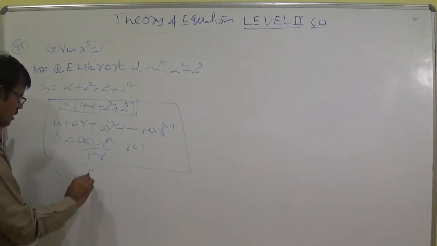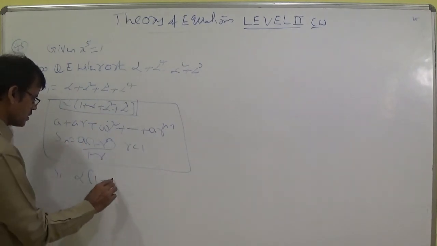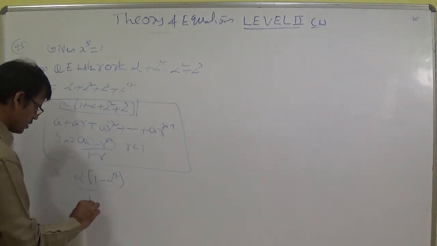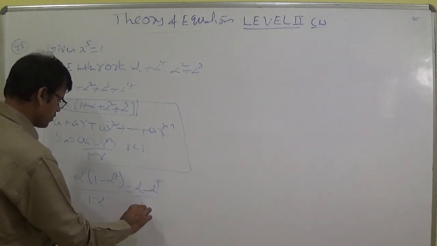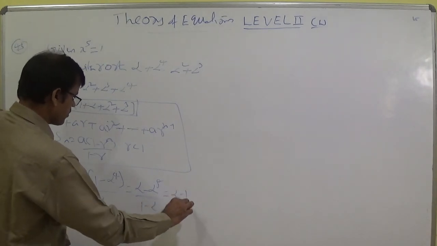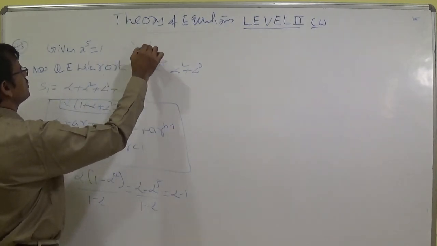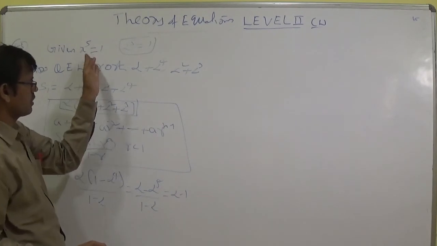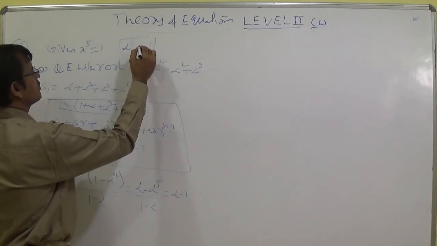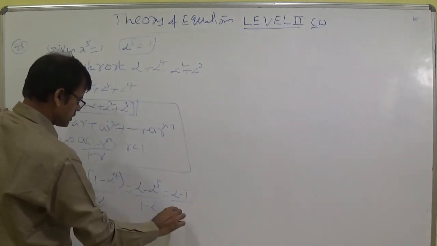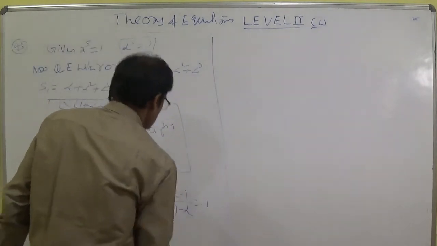S1 is equal to alpha into (1 minus r power n), here r power n should be there. You can understand this is alpha power 4 by 1 minus alpha. Now write here alpha minus alpha power 5 by 1 minus alpha. Alpha is a root, so alpha power 5 is equal to x power 5 is equal to 1. Substitute alpha there, you get alpha power 5 is equal to 1. So (alpha minus 1) by (1 minus alpha) becomes minus 1. So the sum of roots we got as minus 1.